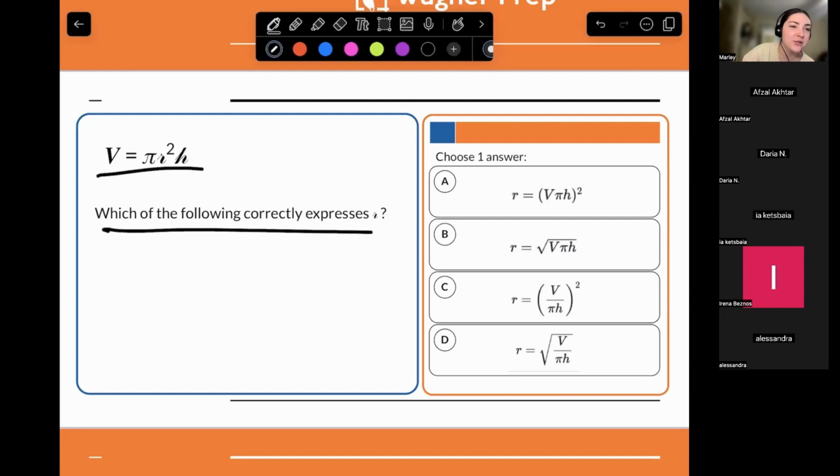Is your name Ia or just IA? Oh yeah, it's Ia. Yeah, okay. Awesome. How did you solve this? How did you isolate for r?